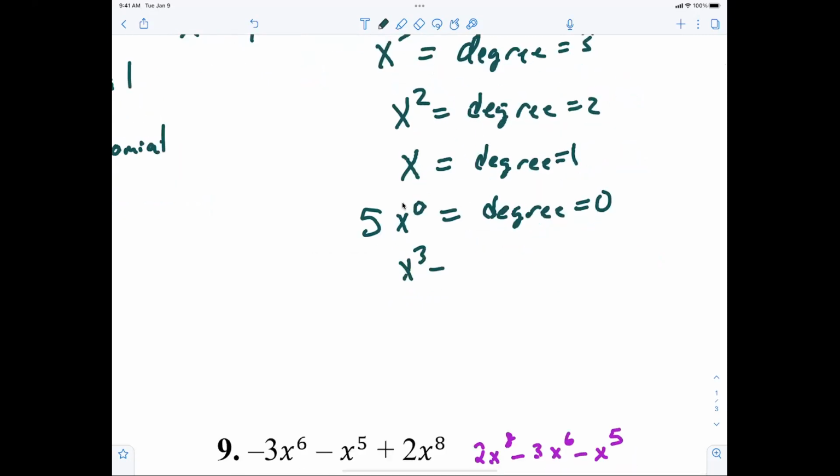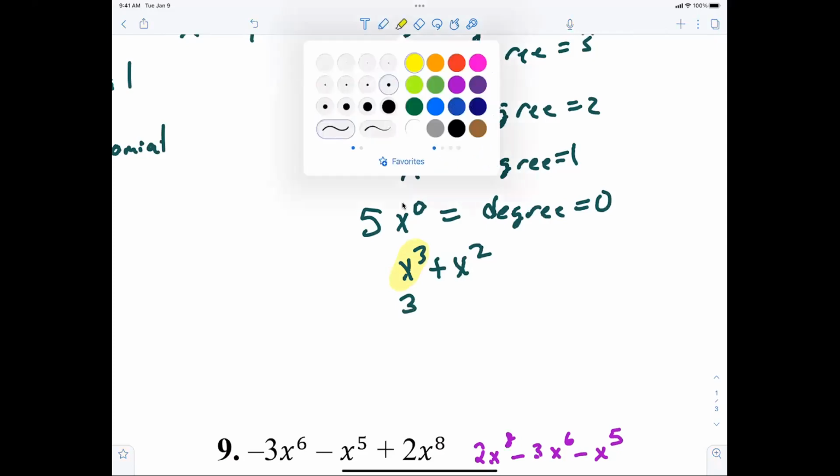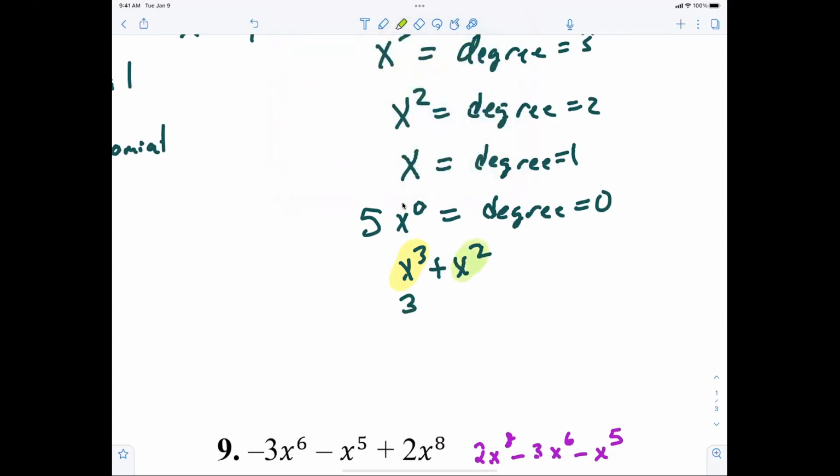If I said x cubed plus x squared, what's the degree of x cubed? 3. What's the degree of x squared? 2. So what is the overall degree? Good job. 3. Now, why is it 3? Because you take the largest degree of the individual monomials. You take the individual degree of each monomial, compare it, and whichever one is larger, that's the degree.